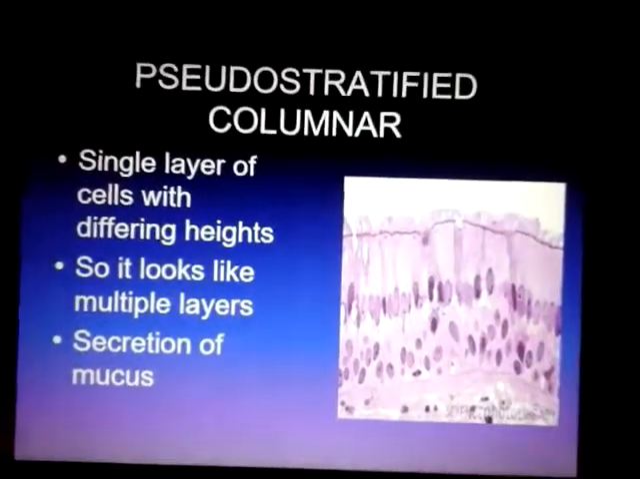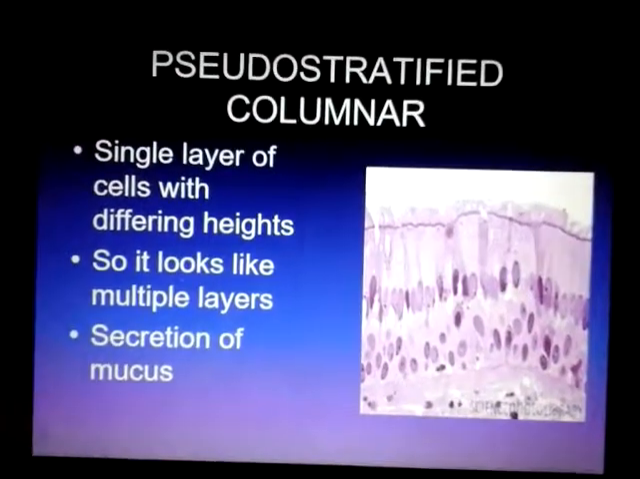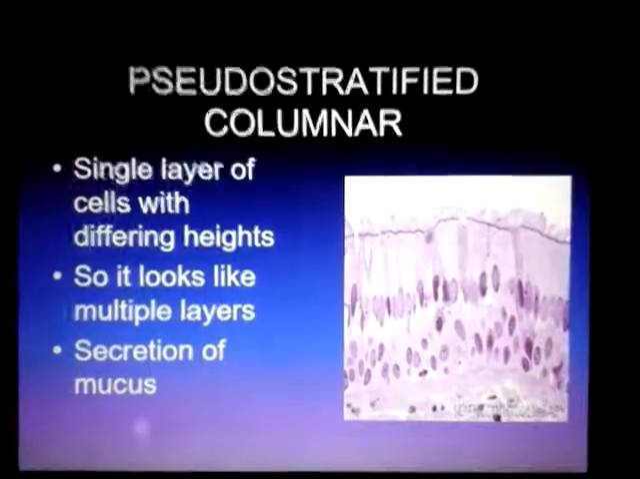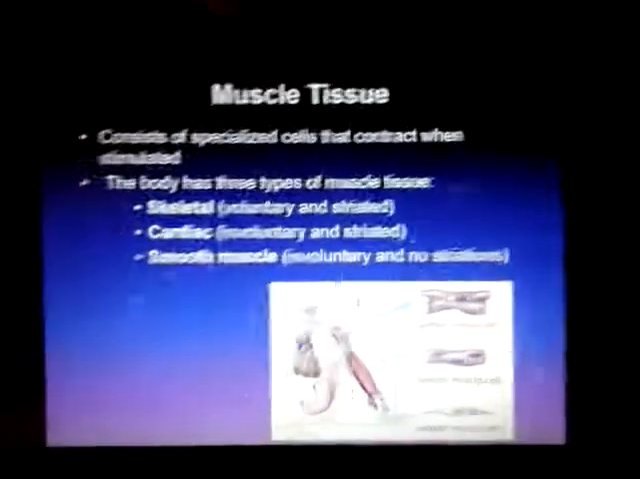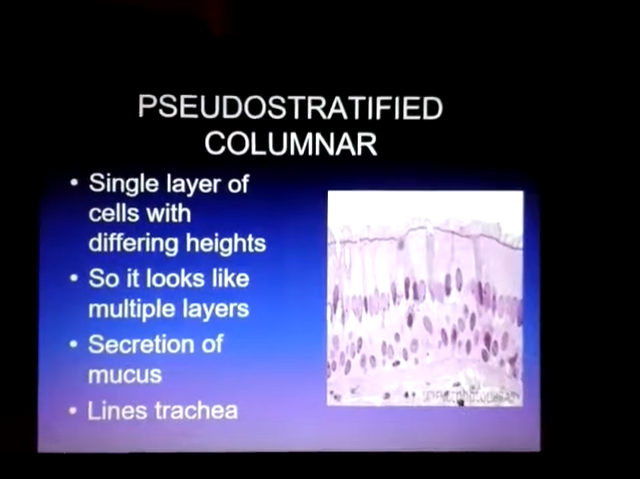Now, a lot of pseudostratified columnar also plays a role in the secretion of mucus. So you have pseudostratified columnar on the inside of your nose. And like I said, you have it in your trachea as well. Okay. So that is going to be the video on epithelial tissue.